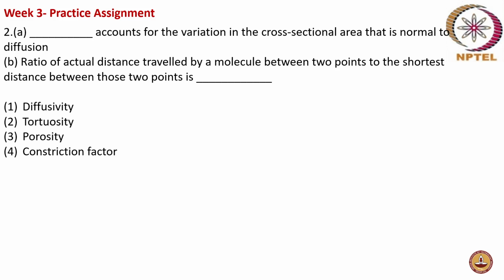For question 1, the parameter that accounts for variation in cross sectional area that is normal to the diffusion is the constriction factor. And the second one, the ratio of the actual distance traveled by a molecule between 2 points to the shortest distance between those 2 points, is tortuosity, because the path is not smooth, it is a tortuous path. So these are the answers.